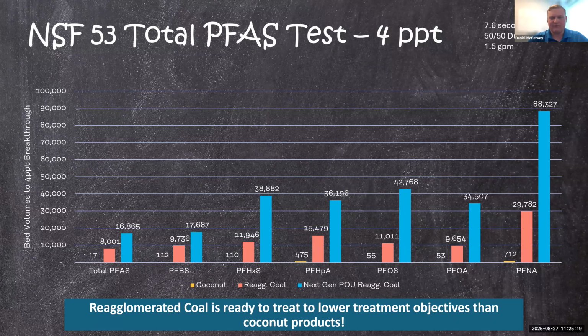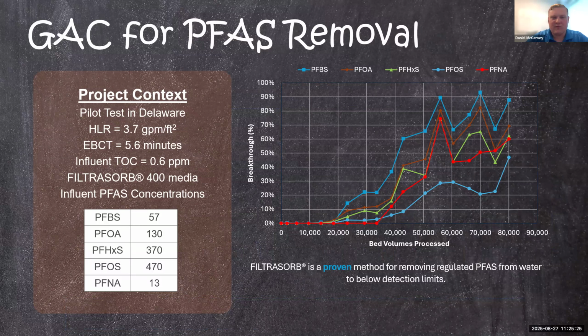So also looking at GAC for PFAS removal, this would be a little bit more typical of a design for a point of entry application. This was from a pilot test in Delaware with pretty high influent concentrations. You can see the design, we're around 3.7 GPM per square foot. And in this pilot, we have around 5.6 minutes of contact time.